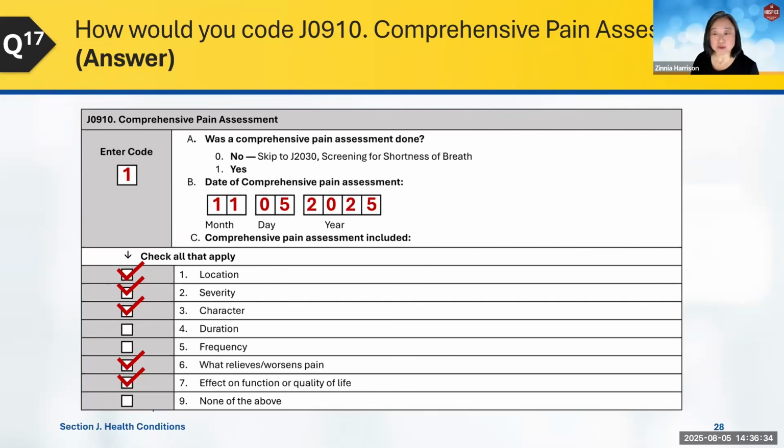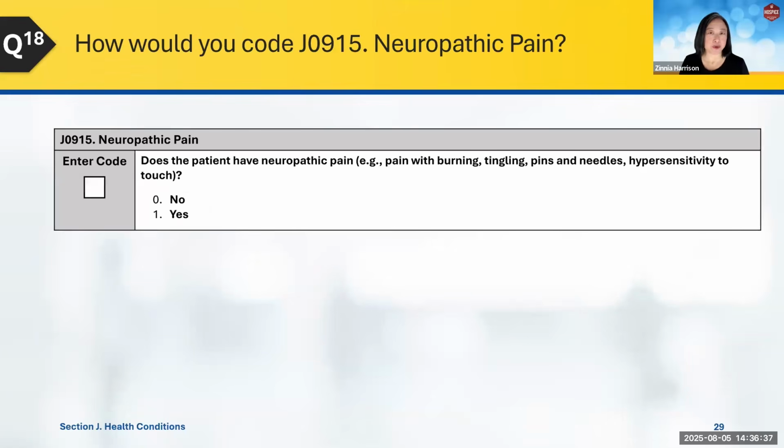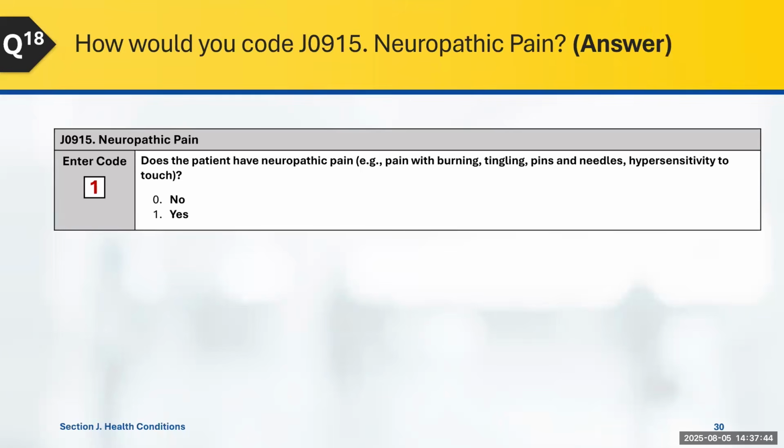Okay, let's launch the next poll. How would you code neuropathic pain? This one probably was an easy one, right? Mr. K reported burning, tingling pain in both feet during his prior cancer treatment. So based on that discussion, for Mr. K, the nurse did code 1, yes, and 96% did get that right. Great job. All right, Teresa, I'll turn it back to you for the next set of items.